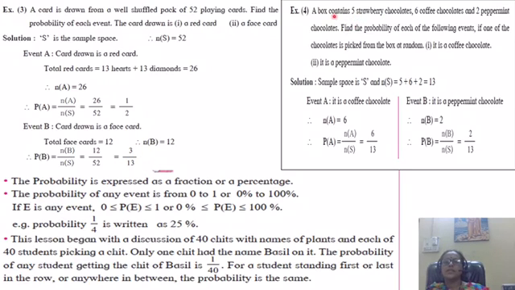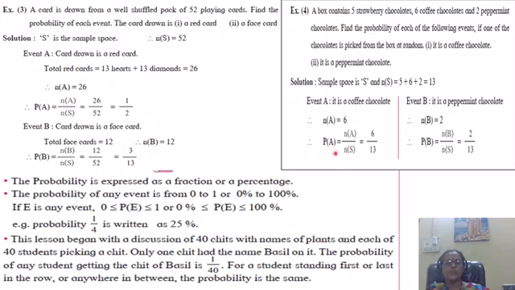Next question. A box contains 5 strawberry chocolates, 6 coffee chocolates and 2 peppermint chocolates. Find the probability for each of the following. One chocolate is picked up from the box. It may be a coffee chocolate, or it may be a peppermint chocolate. The sample space contains 5 plus 6 plus 2 chocolates, total 13. The event is coffee chocolate. Number of elements in A, coffee chocolate, is 6. So it is 6 upon 13. Peppermint chocolate is 2 upon 13.